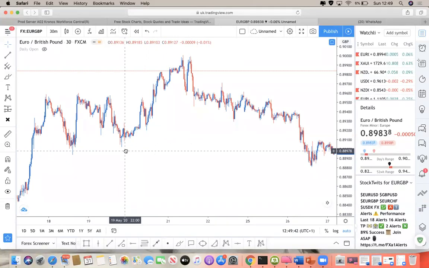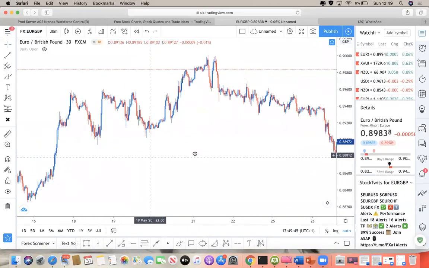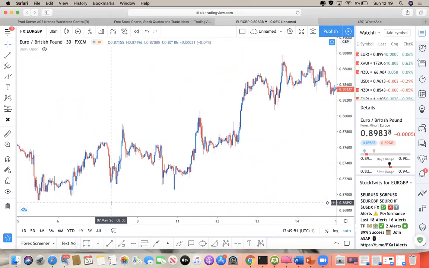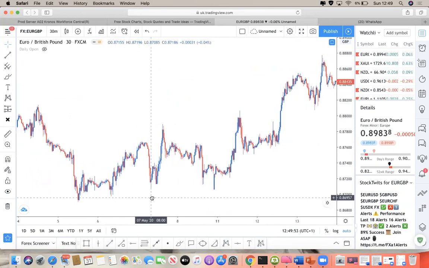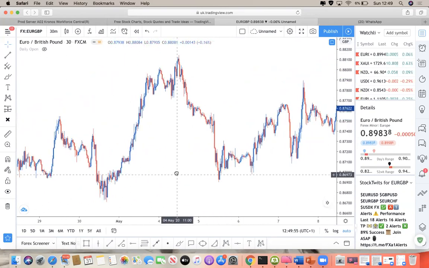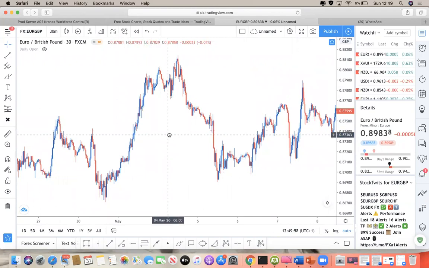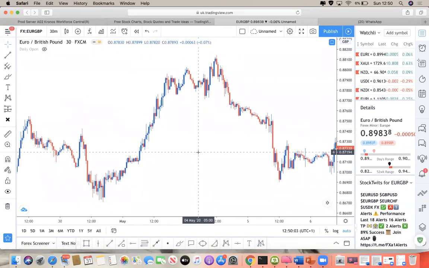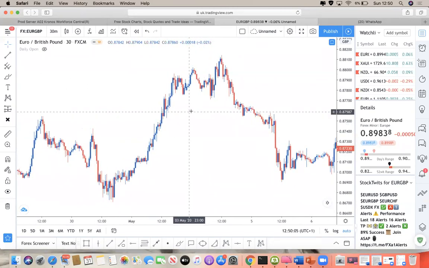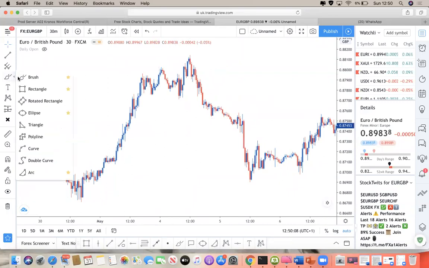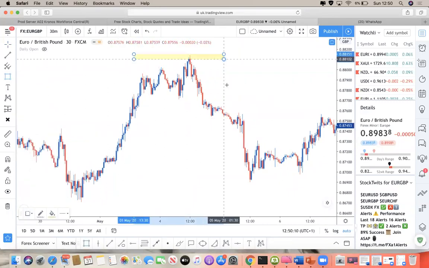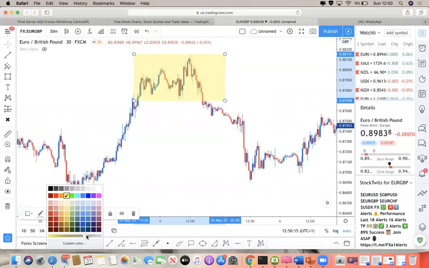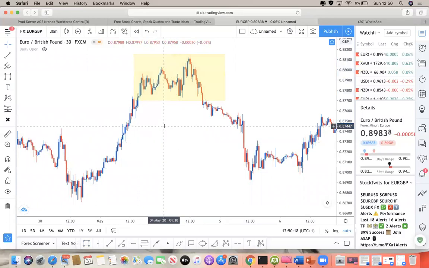I want the perfect examples of exactly what I'm talking about, what smart money is doing, okay? What smart money is doing. Let's focus our attention, guys, around this area. Let's just focus our attention in this yellow box right there.